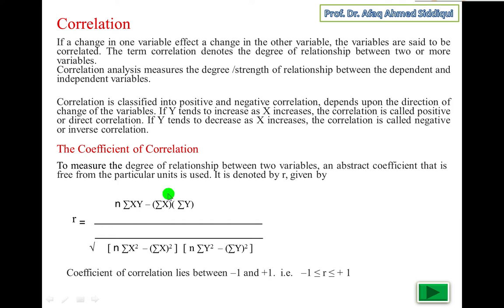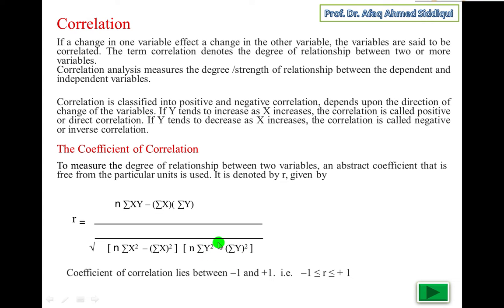The numerator term is the same as the formula of the b. You have used the formula of the b in regression analysis: n summation xy minus summation x summation y. The numerator term is the same, and in the denominator you have two brackets. The first bracket is the same as the denominator of the formula of a and b. In the second bracket, write the dependent variable in the same format, and instead of summation x square, minus sign, summation x whole square, write summation y square minus summation y whole square.